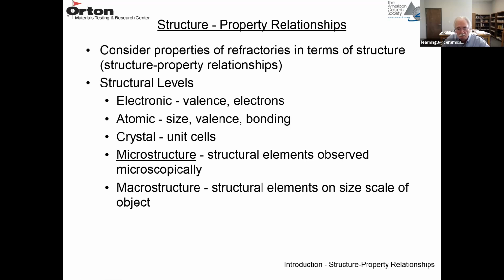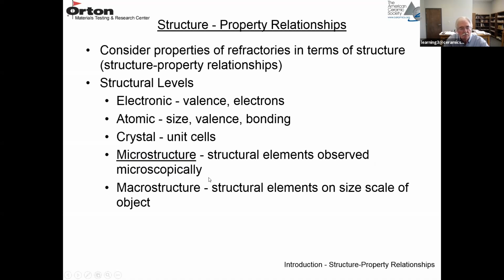Okay. So when we talk about properties, we really want to talk about structure-property relationships. So we want to consider the properties of refractories in terms of their structure, because the structure controls the property. So there are different structural levels that we can look at. We can look at the electronic level, which are the valence of the ions or their electrons. We can look at the atomic size, valence or bonding. We can look at the crystal structures, which are the unit cells. And we can look at the microstructure. And I've underlined microstructure because it's the most important structure that we want to consider for refractories.